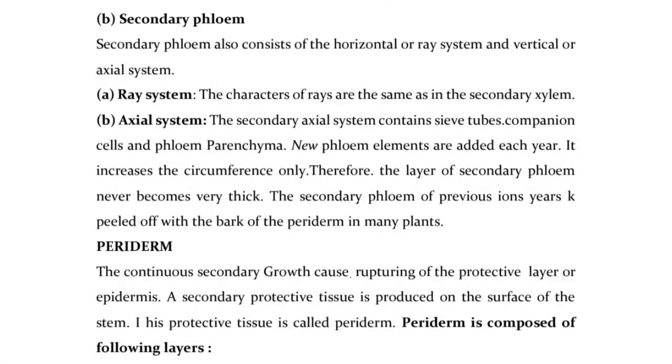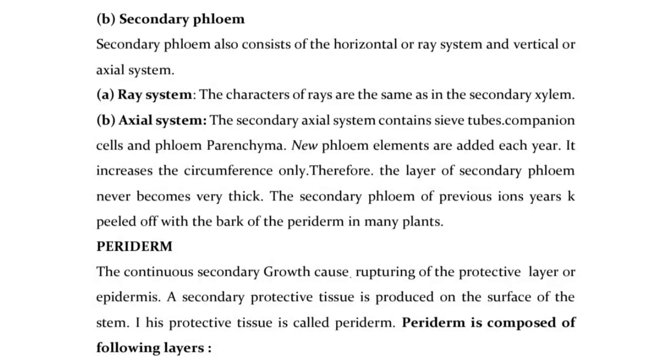B. Secondary phloem. Secondary phloem also consists of the horizontal or ray system and vertical or axial system. A. Ray system. The characters of rays are the same as in the secondary xylem. B. Axial system. The secondary axial system contains sieve tubes, companion cells and phloem parenchyma. New phloem elements are added each year. It increases the circumference only, therefore, the layer of secondary phloem never becomes very thick. The secondary phloem of previous years peels off with the bark in many plants.